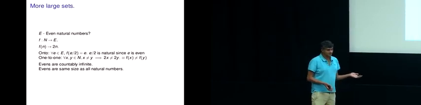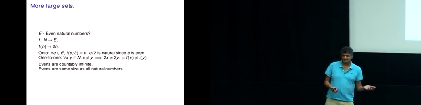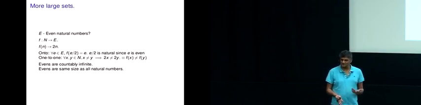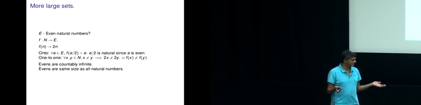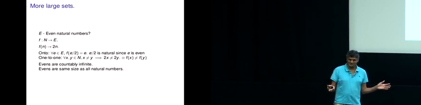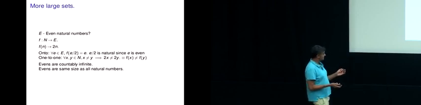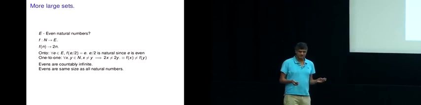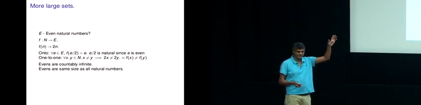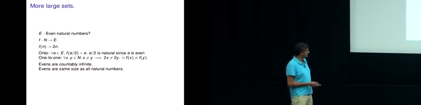It's really wild, this countability. You think there's got to be fewer evens than there are natural numbers, but in this setting, they're both infinite, and so they're both the same size. Is it mind-blowing at all? Who thinks it's mind-blowing? Yeah, I think it's a little mind-blowing.